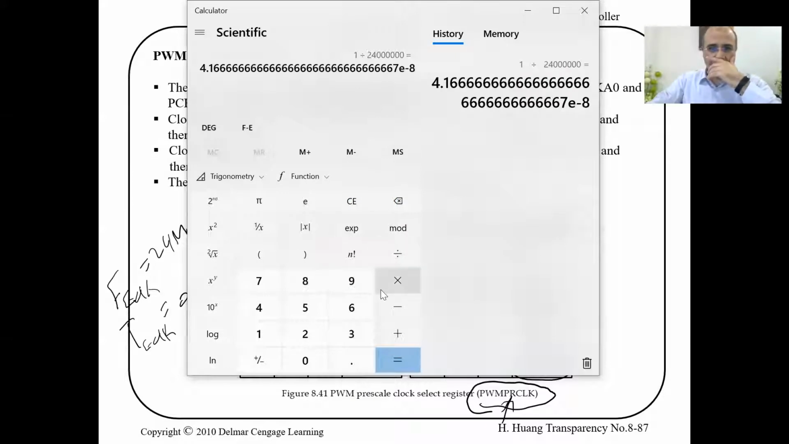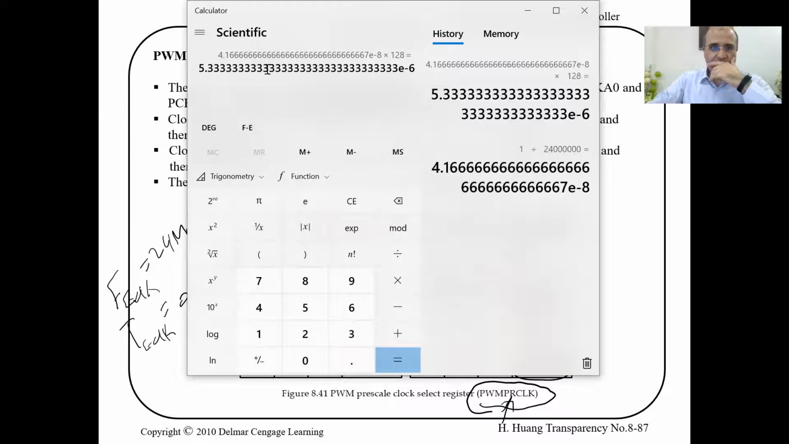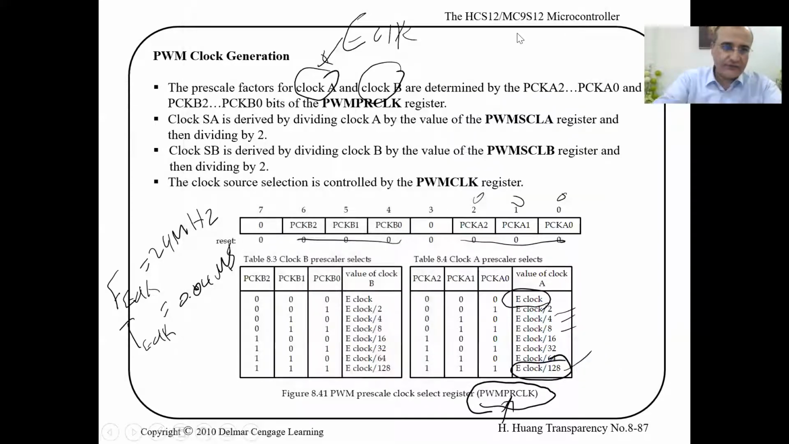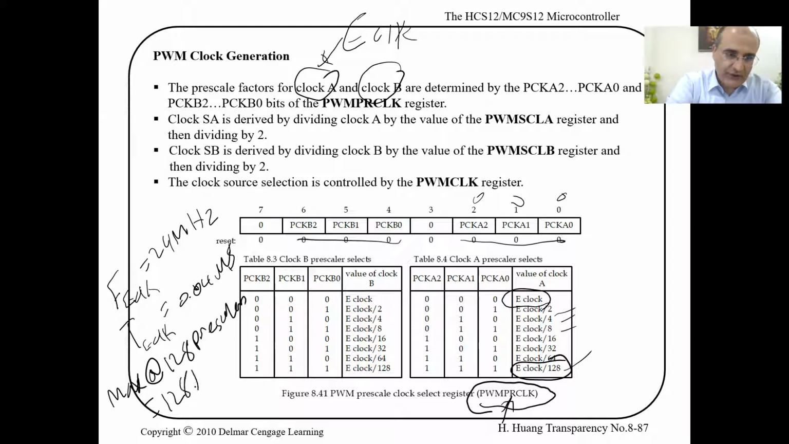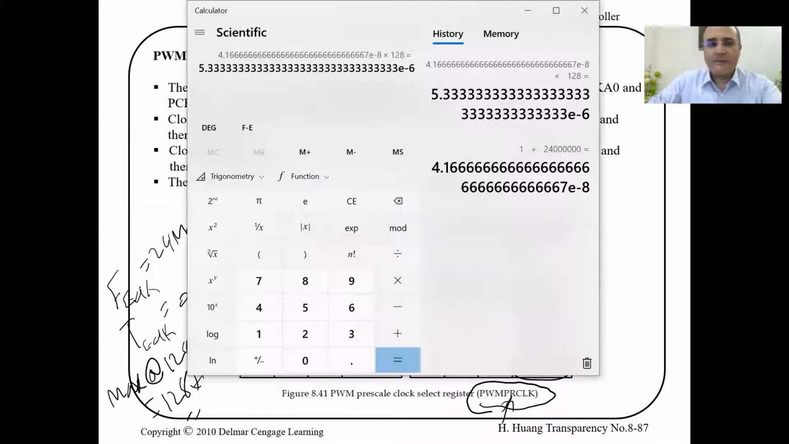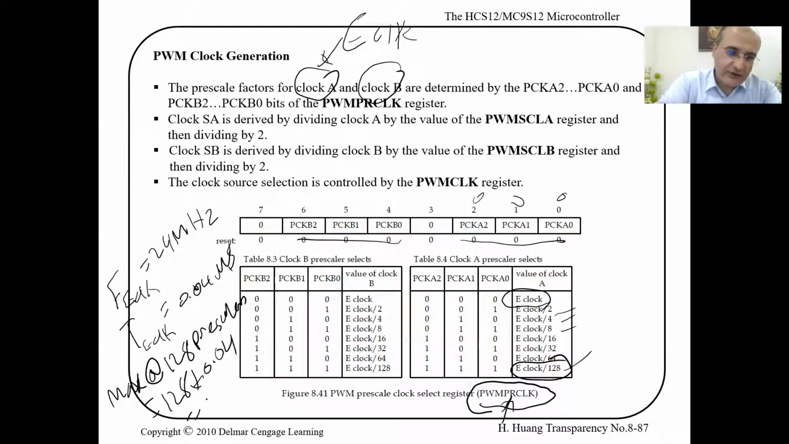The maximum we can go up to, the longer time, is times 128. So max at 128 prescaler equals 128 times 0.04, which is 5.33 microseconds. This is the maximum.